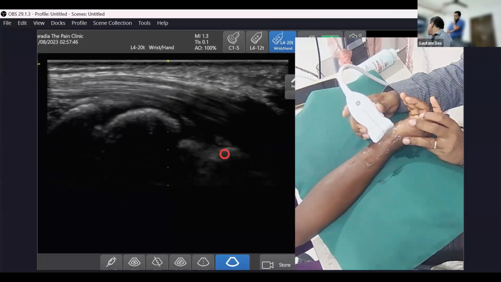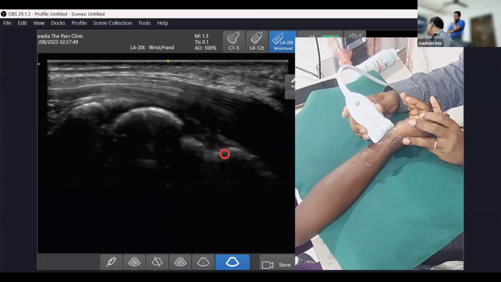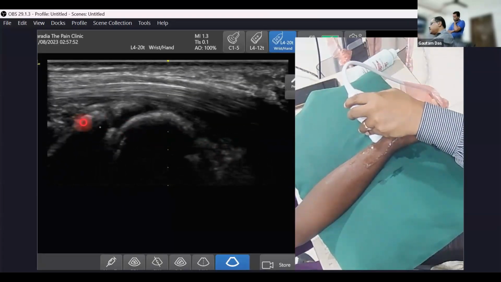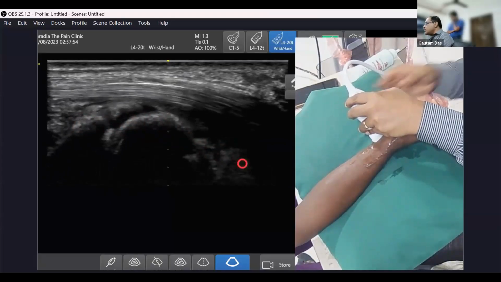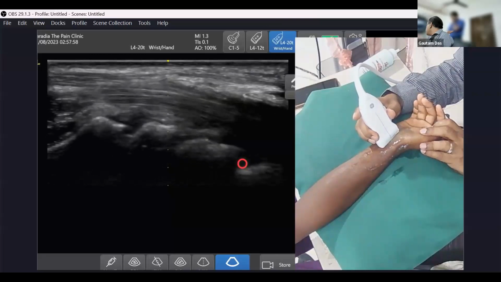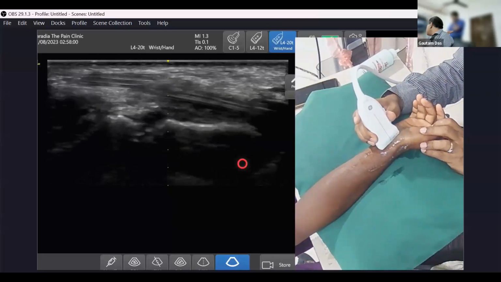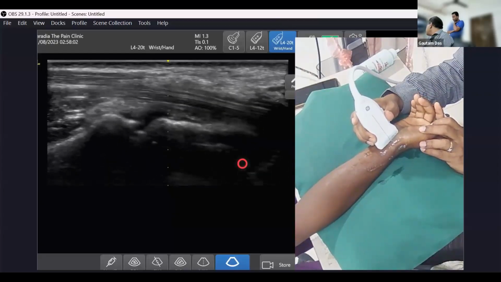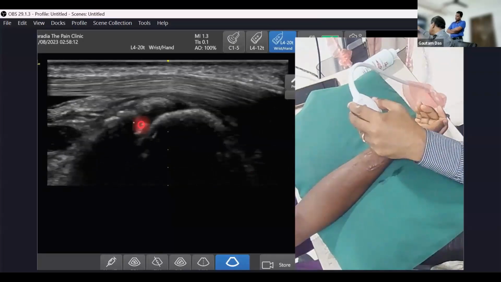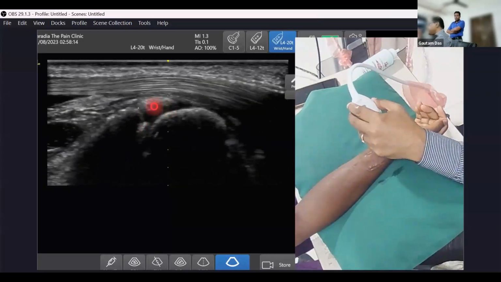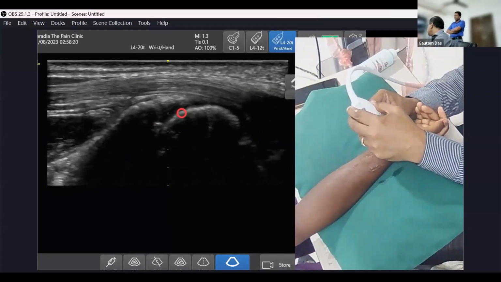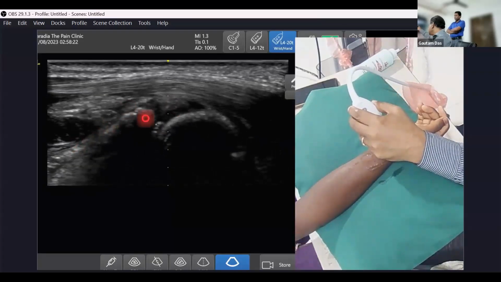Here you can see this part of the bone is the radius, lunate, and capitate. And here, as I was showing you, if I am holding the distal part of the probe over the lunate and holding the probe straight, this ligament is your short radiolunate ligament. This is your radius. This is your lunate.